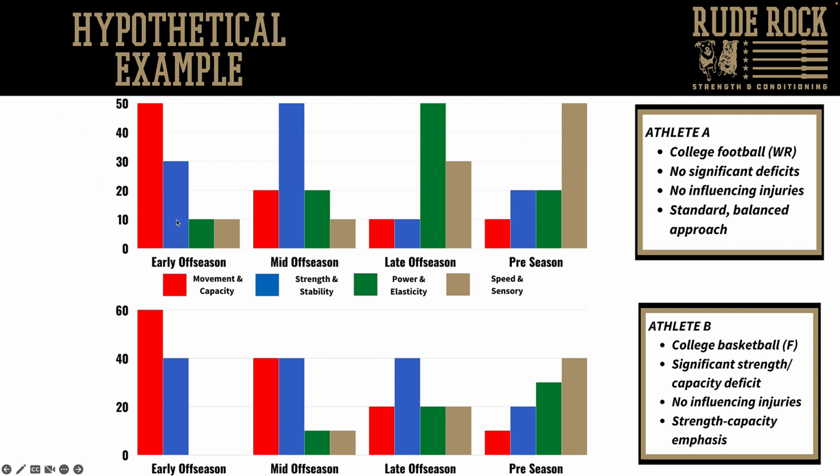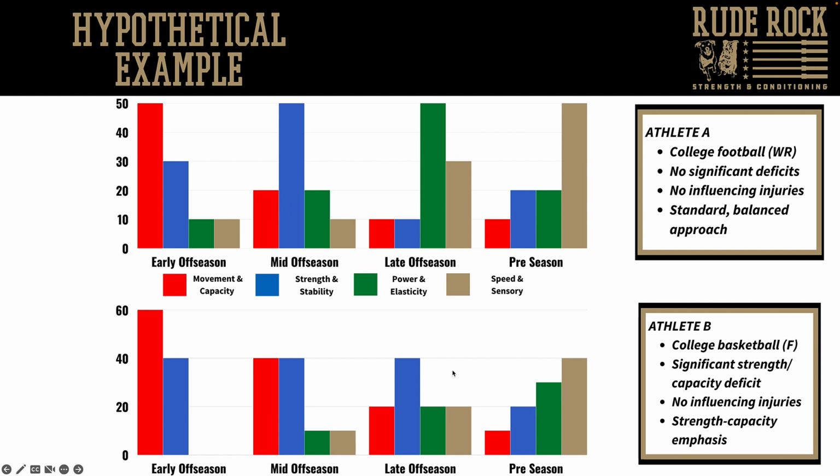So for the college football player, we see that there's going to be a little bit more of a distribution across those 4 main KPIs, whereas for the basketball player, we're really going to focus in that first 4 weeks on just improving movement and capacity and strength and stability. It's going to predominate pretty much all of our work. For the football player, when we get into mid to late off season, this basically just becomes mostly power work and then strength and stability work.